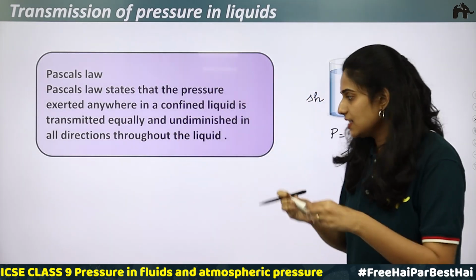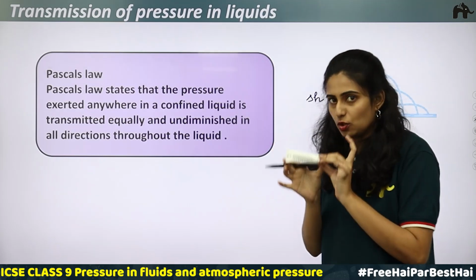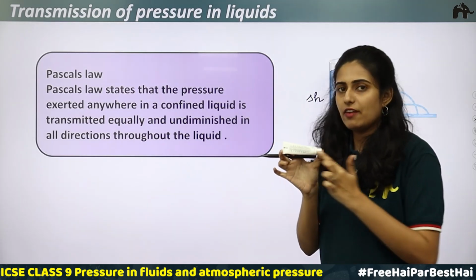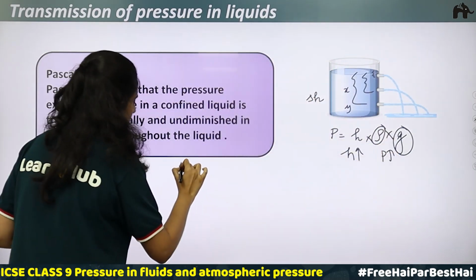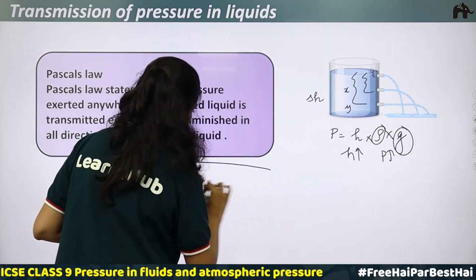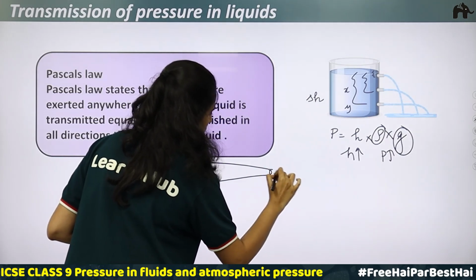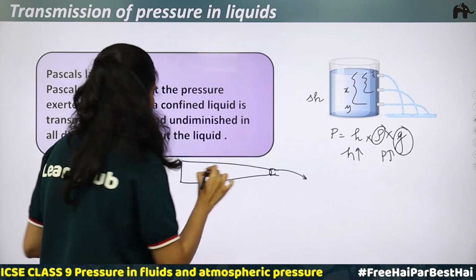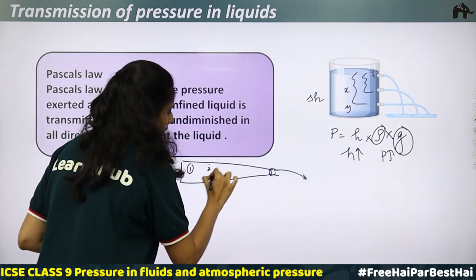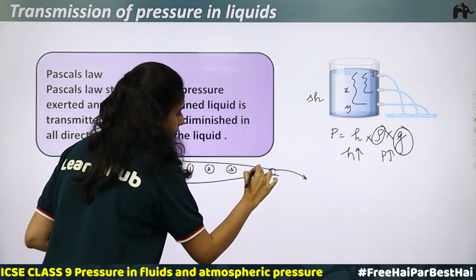Now, take the same. We have taken a tube. This is a cream. Here, if I am applying pressure at different points, just imagine. This is how a tube is, and the fluid will be coming out of it. So, here considering four points: 1, 2, 3 and 4.